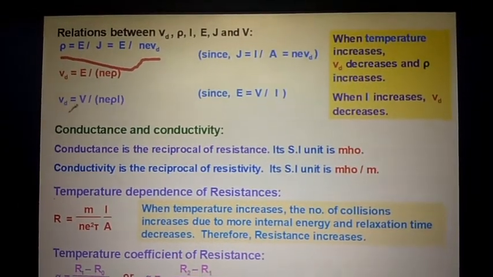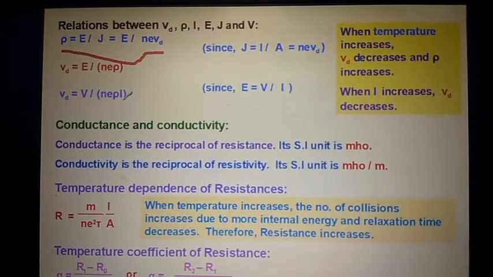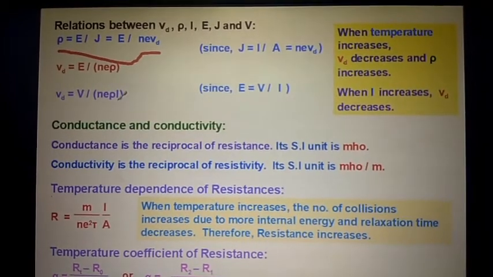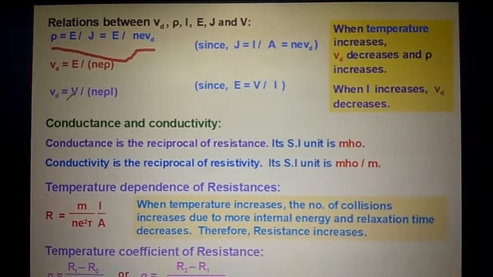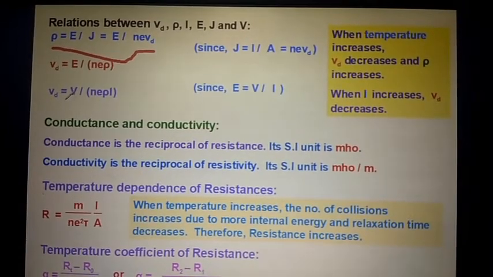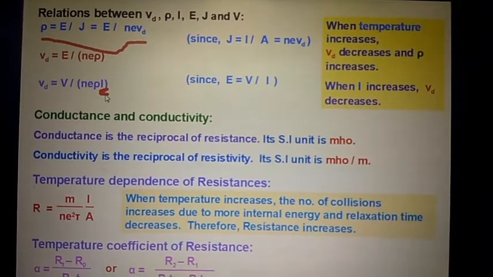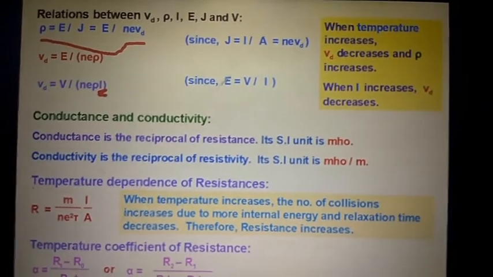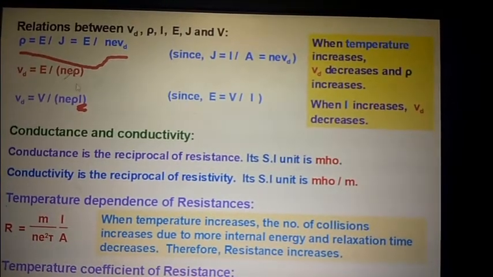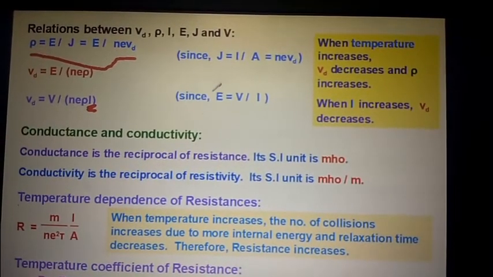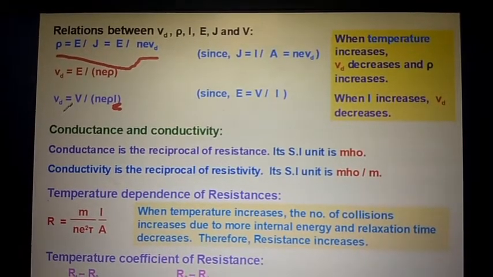Similarly, v_d is equal to V by n e rho L, where I is called the current through the conductor. Since we know that E is equal to V by L, we can replace this value. We get v_d equal to V by n e rho L.